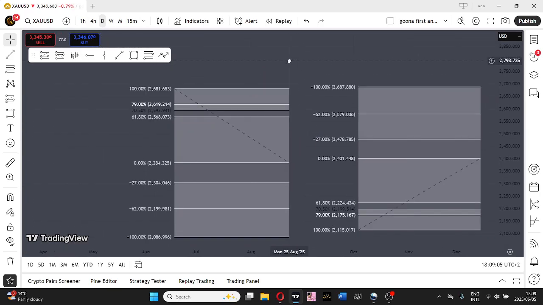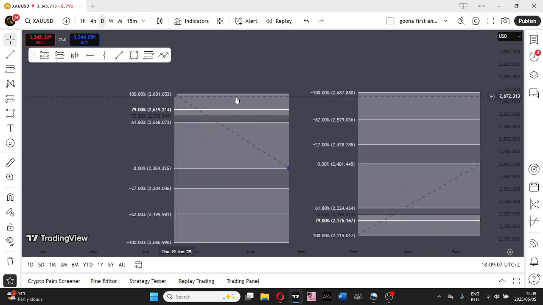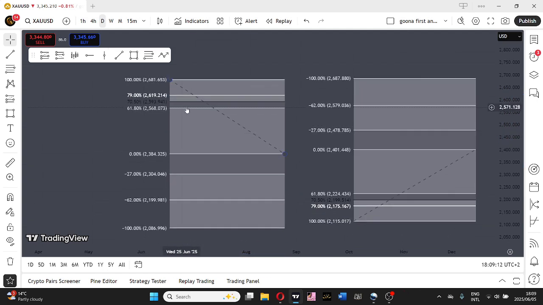Then understanding how it works: there's 100%, there's a 50%, which I didn't mark, there's an 80%, which is 79%, then there's a 60%. Down here, you're gonna use 1, 2, 3, and 4. When it's bearish, it's 1, 2, 3, and 4. When it's bullish, it's 1, 2, 3, and 4. These ones, starting from 0% till negative 27, till negative 62, till negative 100.